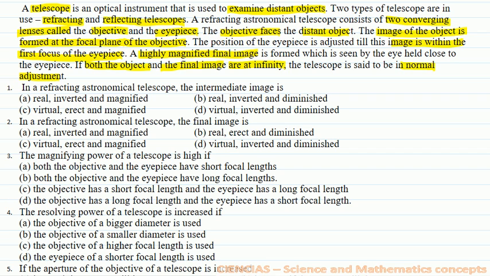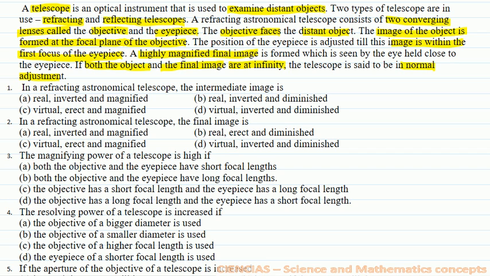And so the first question here is, in refracting astronomical telescope, the intermediate image is, intermediate image means the image formed by the objective, and it is always between objective and eyepiece. Option A says real, inverted, magnified. Option B says real, inverted and diminished. Option C says virtual, erect and magnified. Option D says virtual, inverted and diminished.